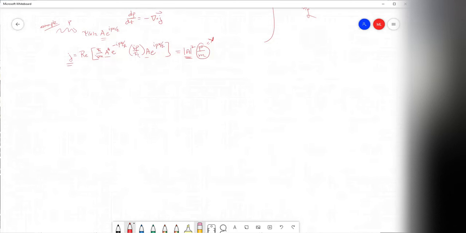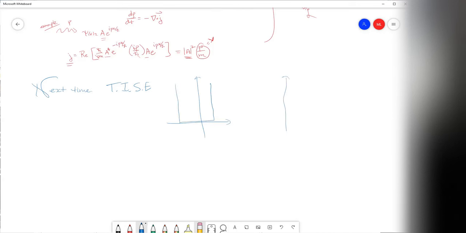So I guess that brings me to the end of the time. It's a good place to stop. Next time we'll do the time-independent Schrodinger equation. We'll do a square well, things like that. We'll do this kind of potential, a barrier. These are all different potentials we can study. And we'll also do the harmonic oscillator, which is the quadratic potential.